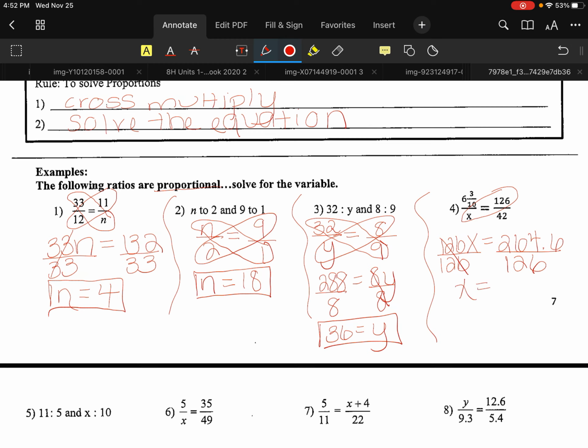So 264.6 divided by 126, or take whatever form you have and divide it by 126. You'll get 2.1, or 2 1/10. Or if you have an improper fraction, it would be 21 over 10. So any of those forms would be fine.